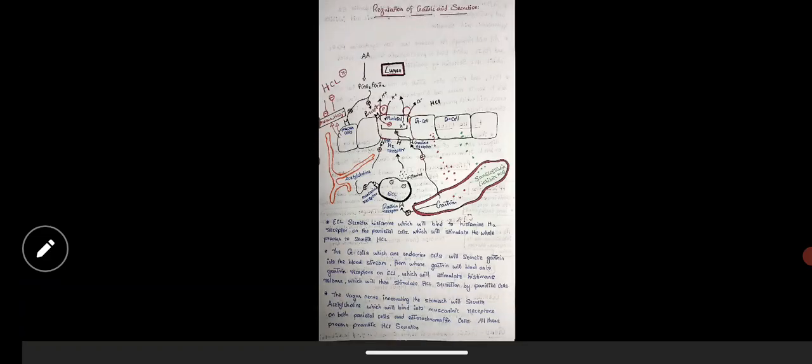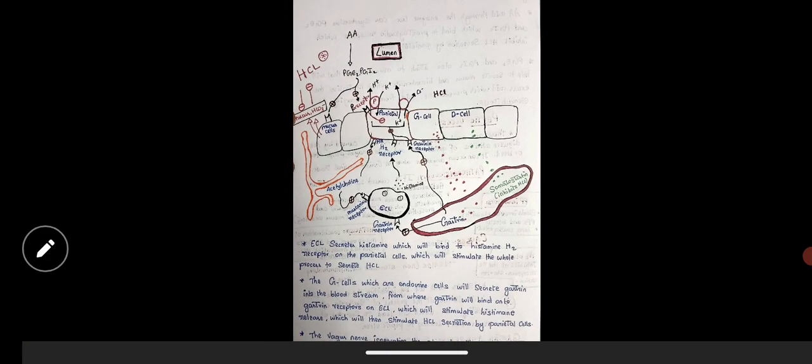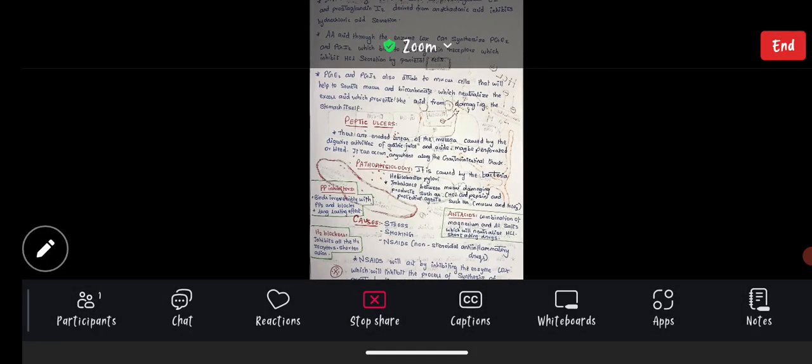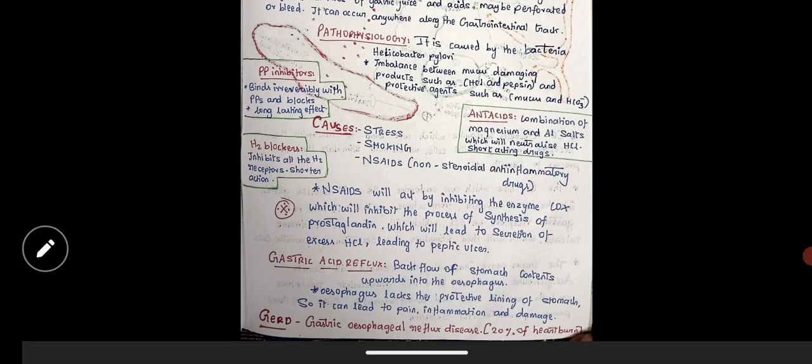In the next video I'll put the drug classification for gastric acid secretion: proton pump inhibitors, H2 blockers, and antacids. There are many types of drugs, NSAIDs. Then we have drugs for GERD also.